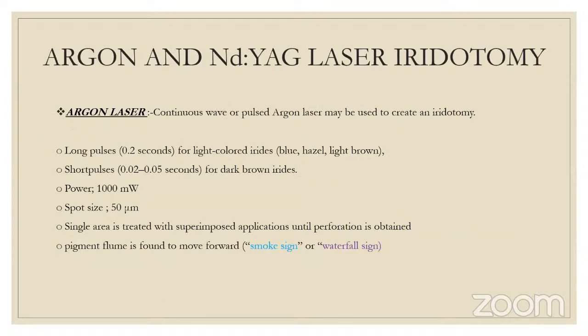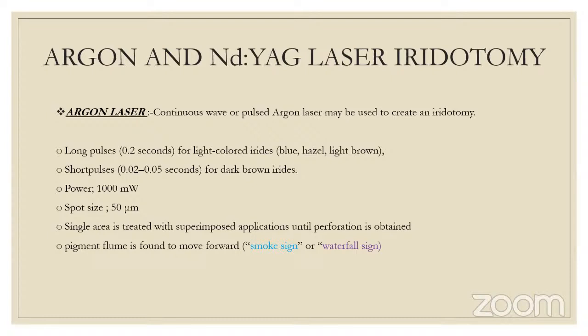The second is argon and ND-YAG laser iridotomy. With argon laser, continuous wave or pulse argon laser may be used to create an iridotomy. The long pulse of 0.2 second is for light color iris, like blue, hazel, and light brown. The short pulse of 0.02 to 0.05 second is for the dark brown iris. The power is 1000 milliwatt and the spot size is 50 micrometer.